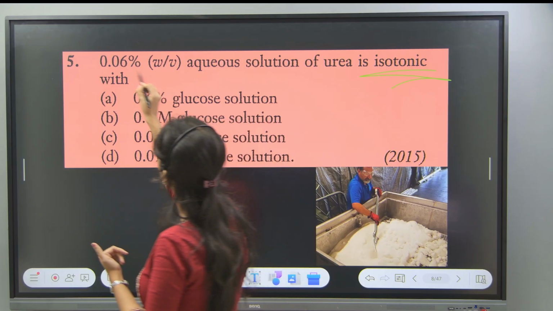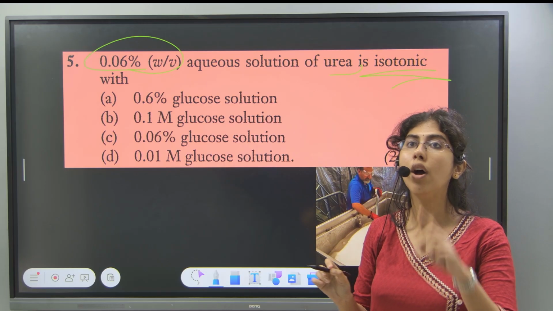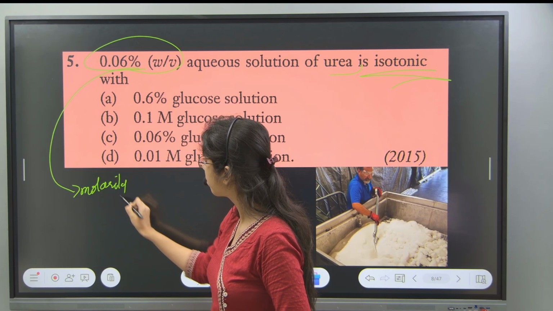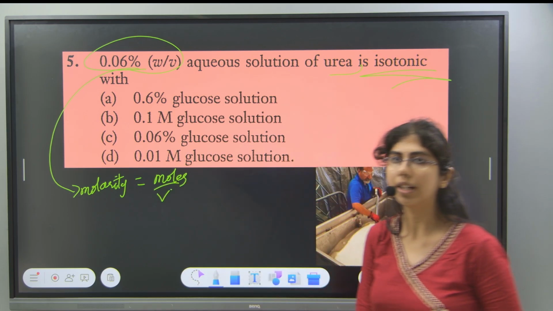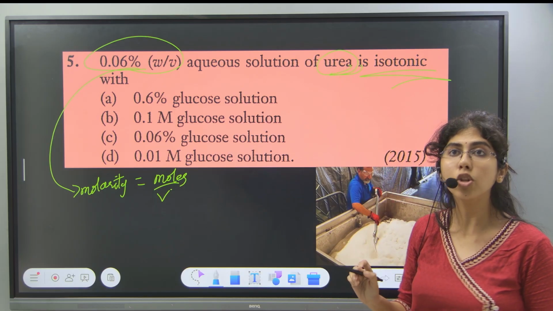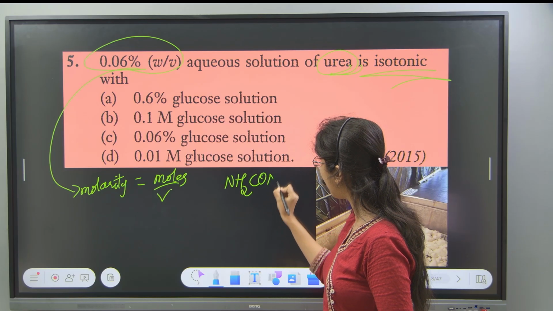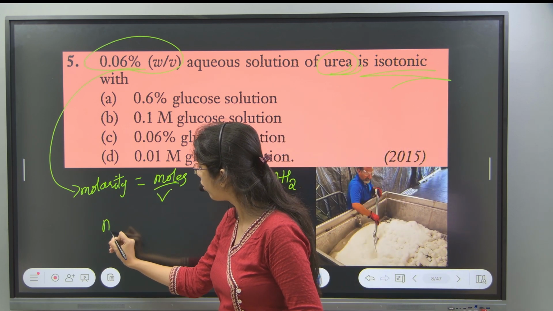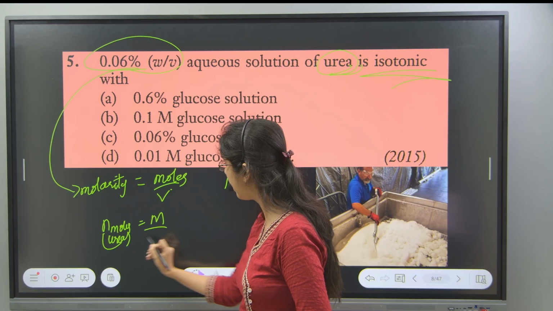Look, they have given a 0.06% weight by volume aqueous urea solution. Find out this molarity. Convert this into molarity. What is molarity? Moles by volume. You have to find out the moles of the solute. Which is the solute over here? Urea. Do you know the urea molecular formula? NH2CONH2. Now to find out the moles of urea, again we know mass by molar mass.